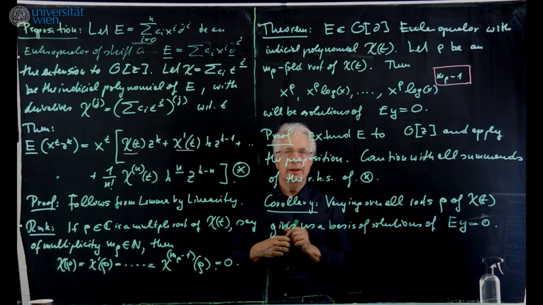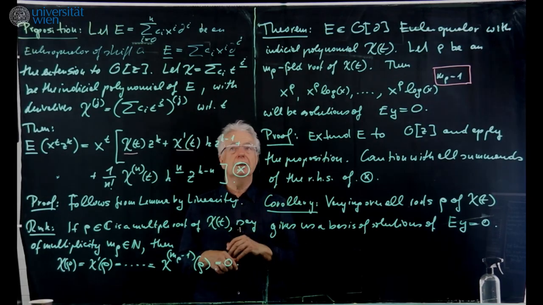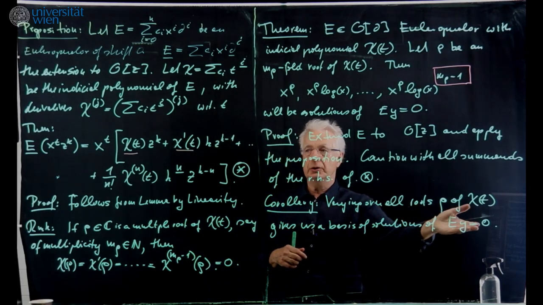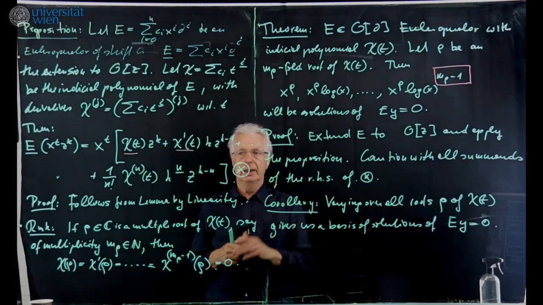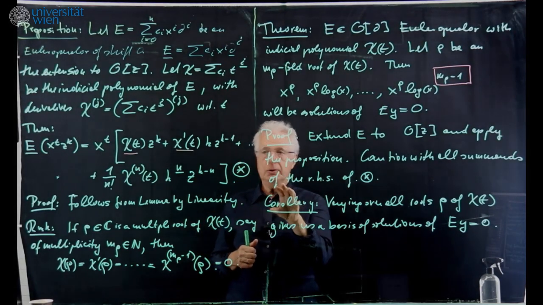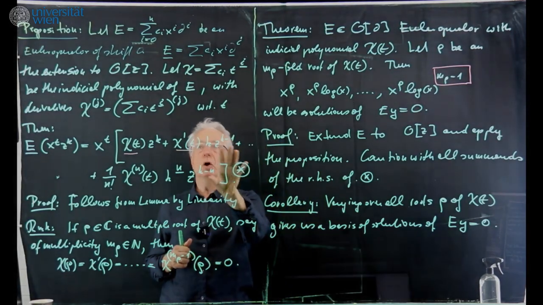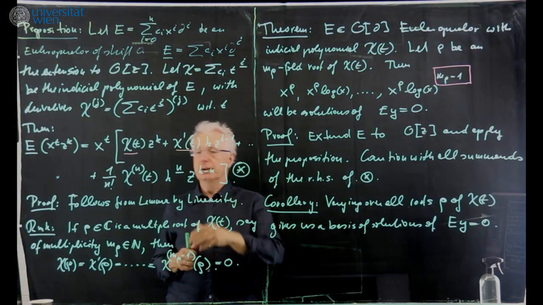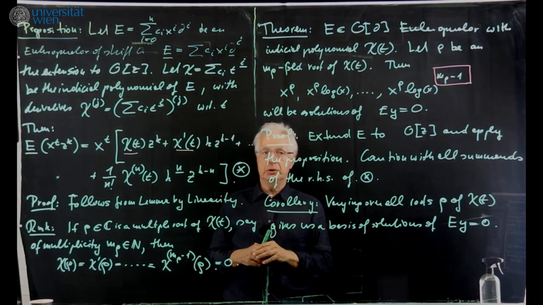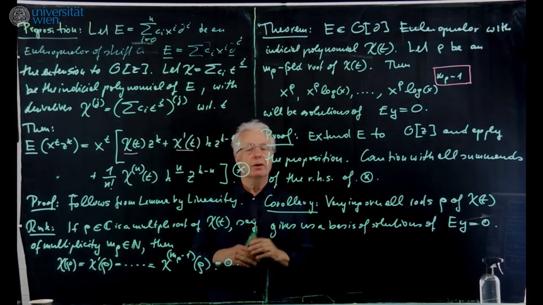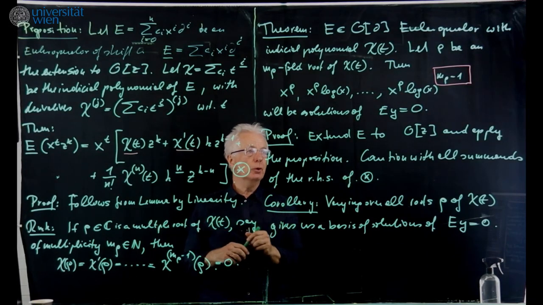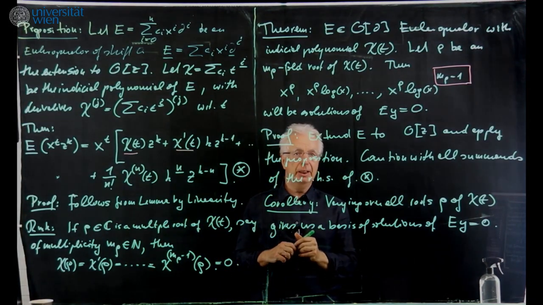But our final goal will be not just to solve Euler equations, but general equations. And then this terminology of introducing the variable z will be really crucial. Of course, you could translate everything back to the logarithm, but it will help.